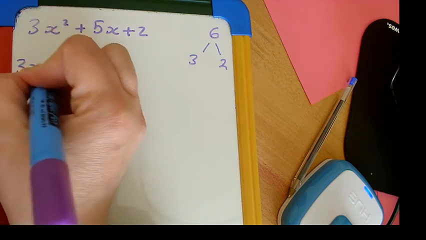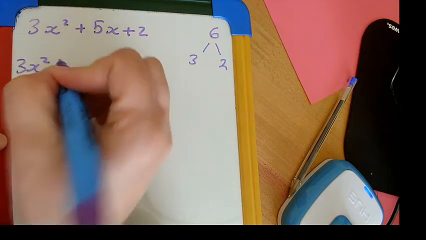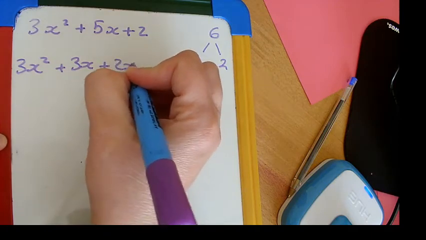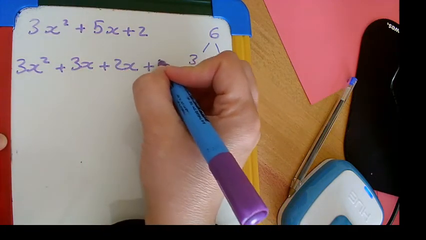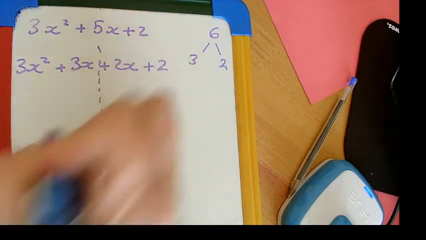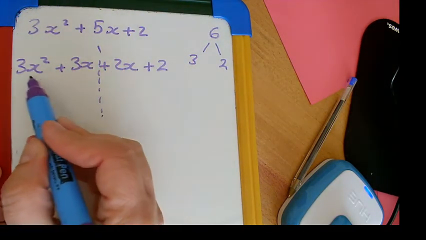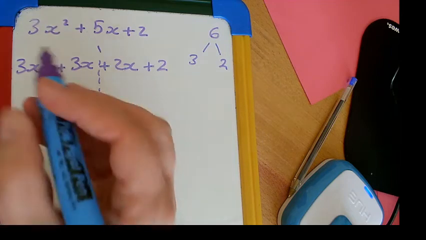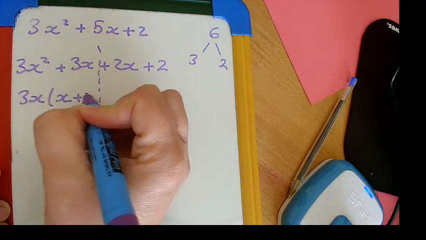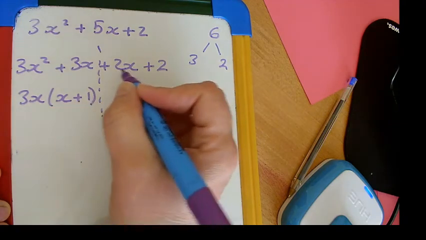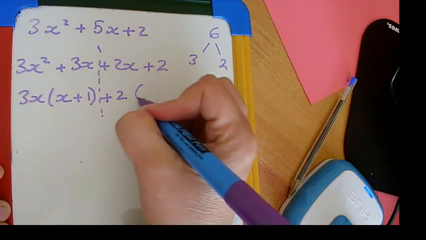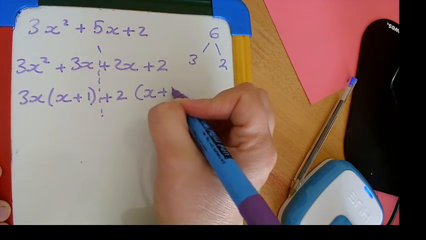Leave my x squared term alone. Replace my 5x with a 3x and a 2x. And then add the 2. Split it down the middle. What have these two got in common? Well, they've both got a 3x. And I'm left with an x plus 1. What have these two got in common? They've got a 2. And I'm left with x plus 1.